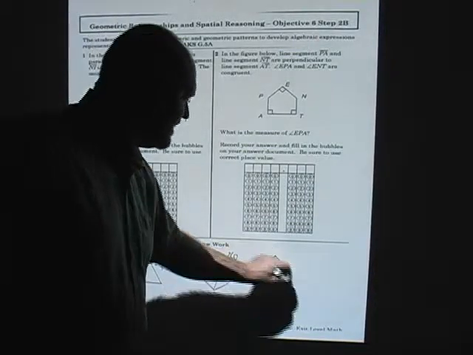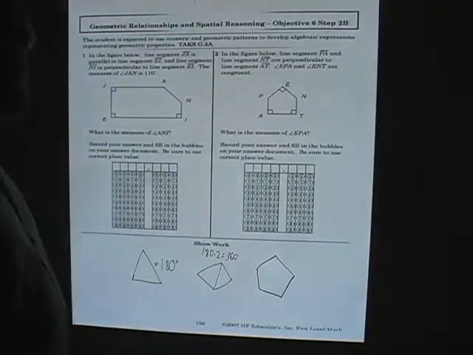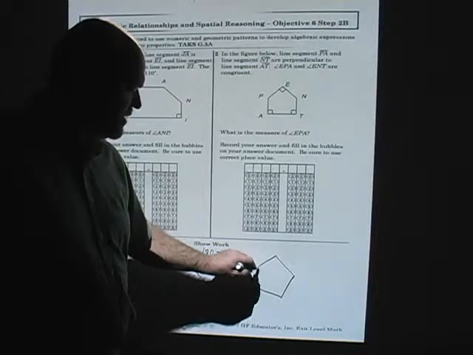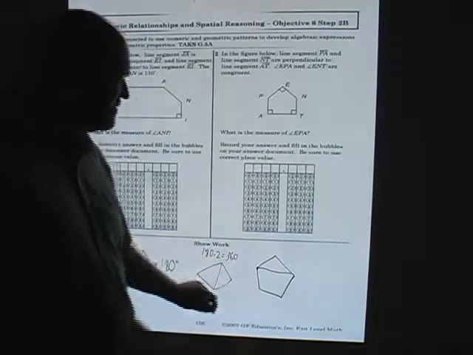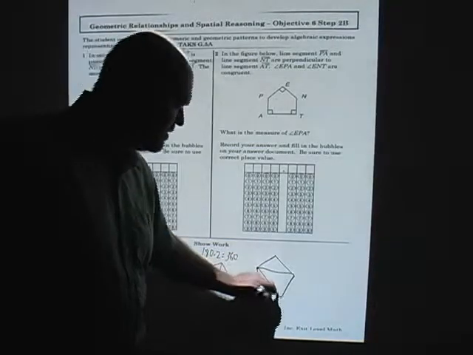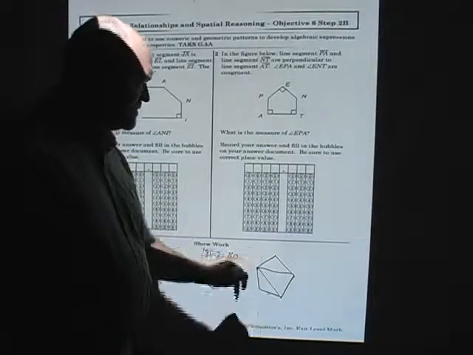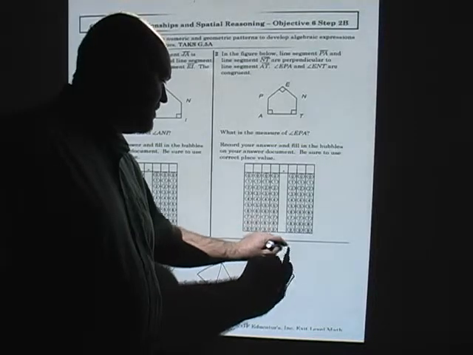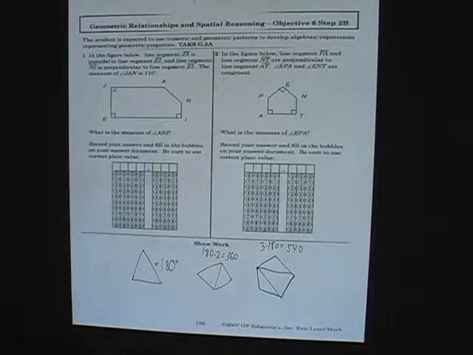If you have a five-sided figure, like that, I'm going to pick one point right here, and I'm going to draw triangles out from there. There and there. How many triangles do I have? There's 3 triangles, so I could say 3 times 180 equals 540.